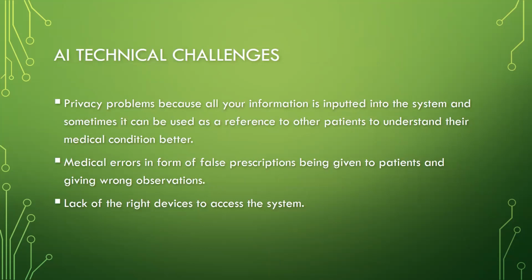I was able to get these three: the privacy problems, medical errors, and lack of the right devices to access the system. Now, for privacy problems, you can put your information into the system, but you're not certain that it will be kept safe. For example, if I put in my information because I have certain symptoms, and then someone else puts in the same symptom, they give you a reference to my information, like, by the way, this person also had this, and you can even get advice from them on how they solved their problems.